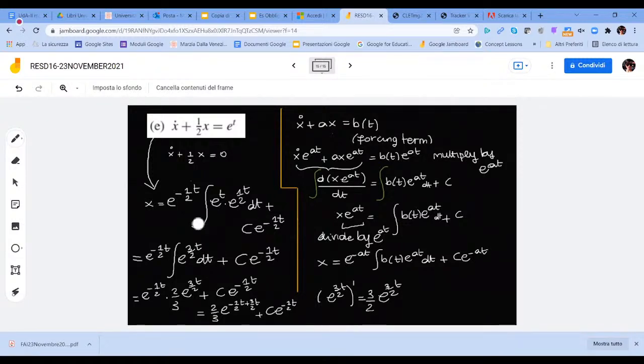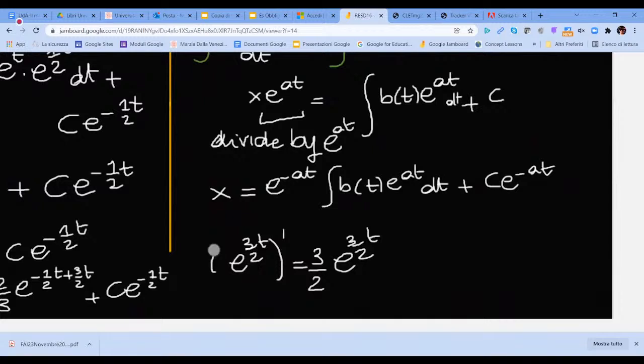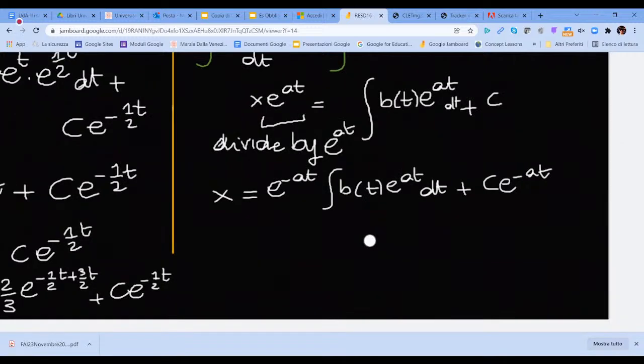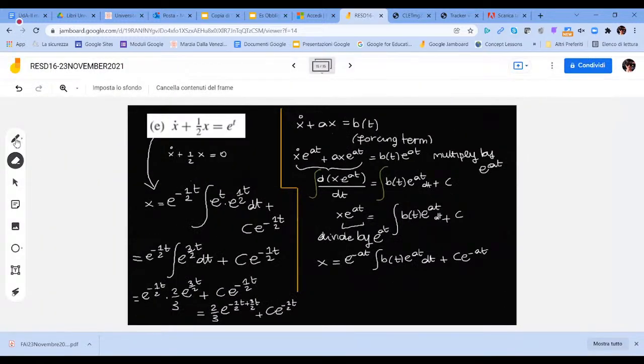Let me cut out this derivative, and then I can cancel and rewrite so that I can use this room.